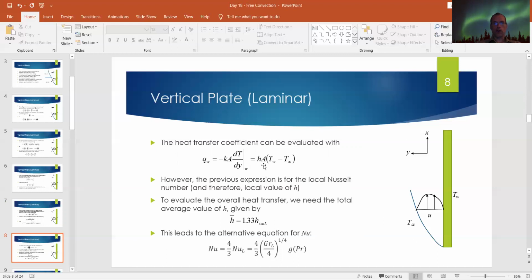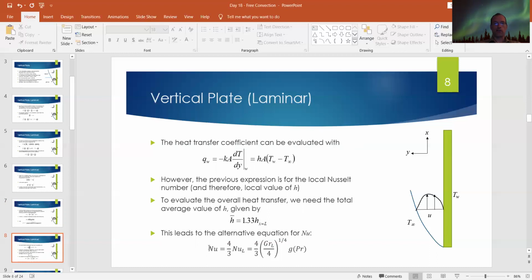Again, I'm going to find H using the Nusselt number. But again, like I did a few weeks ago for the forced convection case, the Nusselt number equation we had on the previous slide was for the local value, depending on where I am, the X location. I don't really want the X location, I want the average over the whole thing. For the forced case, that was just twice the value at the end. For this free convection case, it's actually 4/3, 1.33 times the H value at the end.